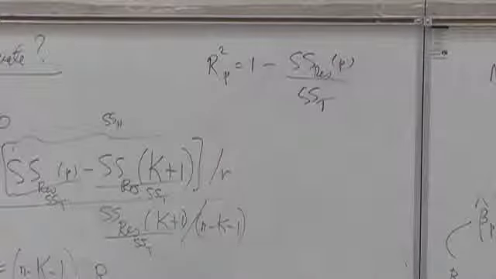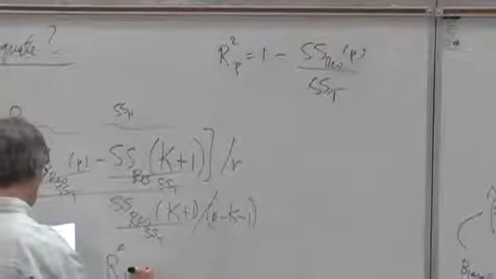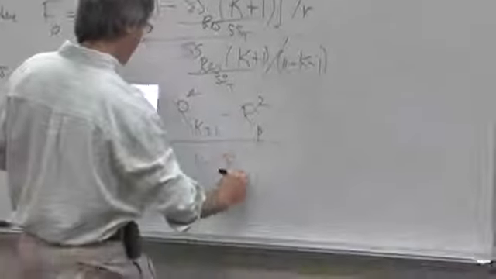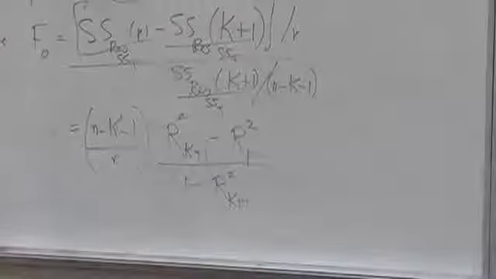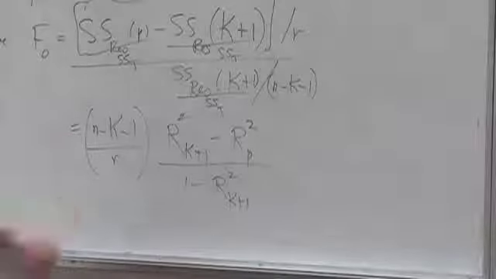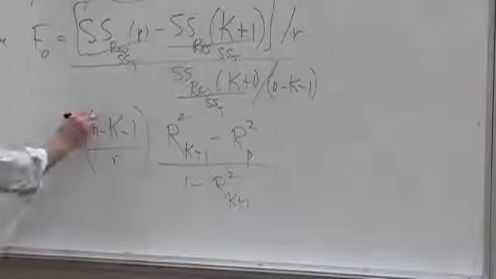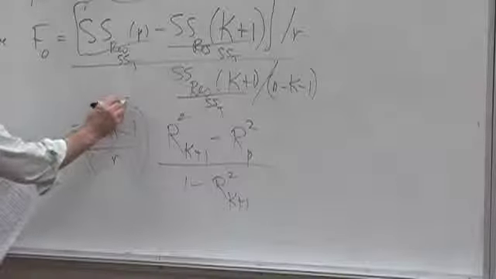So because of the 1 minus, what I get is R K plus 1 squared minus R P squared over 1 minus R K plus 1 squared. You can see that. So that's all that's being done. Divide everything by SST and put in that definition, and you get this. So that's what the F statistic is in terms of the R squareds. I can just look at the R squared column and we can compute that thing. In this case, n minus k minus 1 is 8. This is my 13 minus 4 minus 1, that's 8 in the bottom here.